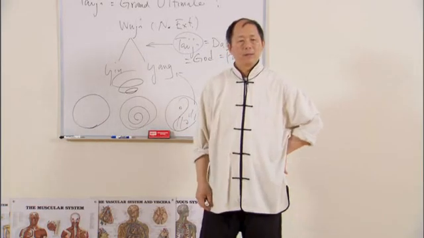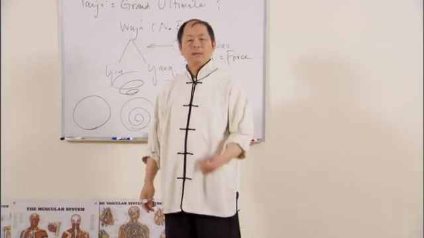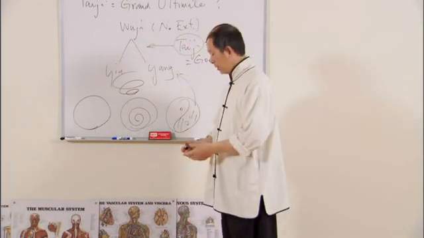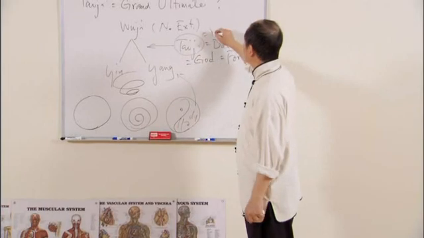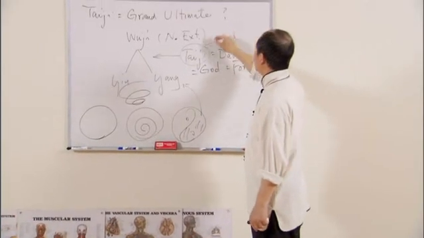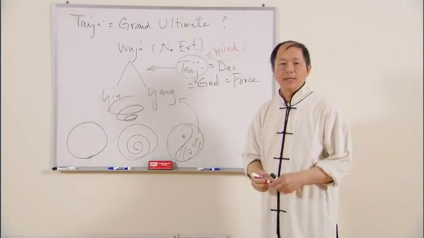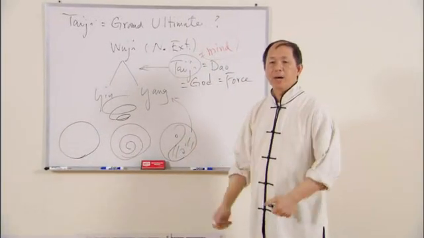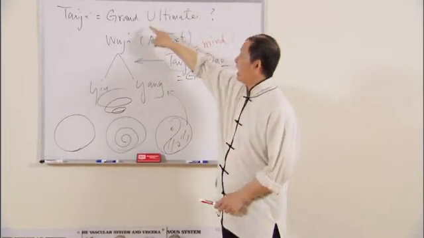Now think, what makes me move from here to here? Then slowly you understand, it's your mind. Yeah, bingo, that's your mind. So that's why, when you apply this concept to your body, the mind is the Tai Chi. That's why Tai Chi Chuan is actually the martial art of the mind. That's why this mind is the grand ultimate.